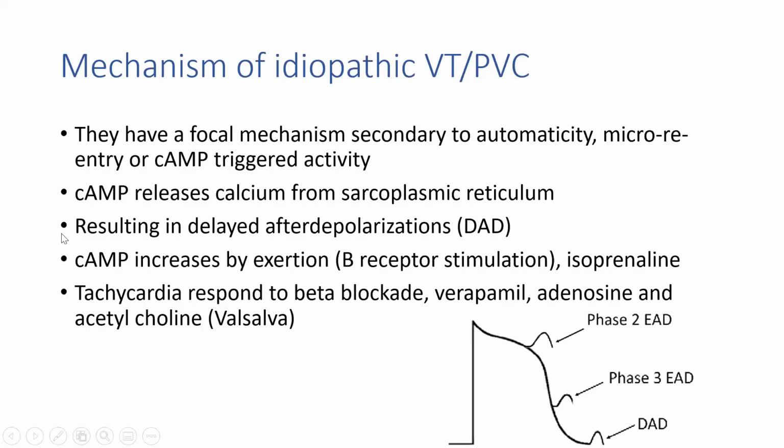And the cyclic AMP increases by beta receptor stimulation, which occurs during exertion and sympathetic stimulation, and also during isoproterenol administration. And these tachycardias are beta blocker sensitive, verapamil sensitive, adenosine sensitive, and acetylcholine sensitive. And termination of tachycardia occurs with those pharmacological therapies.